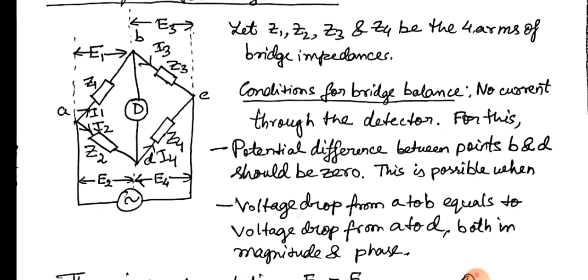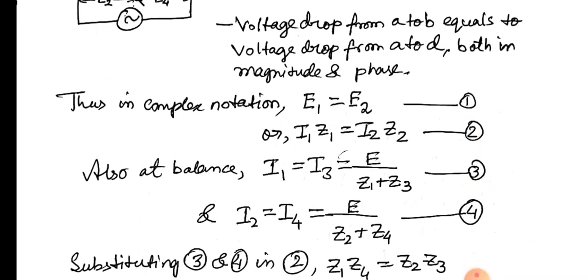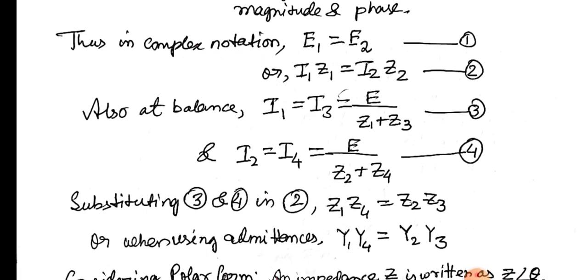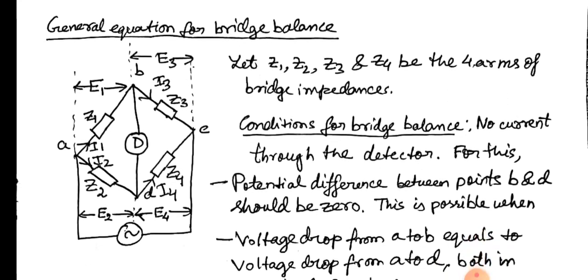When we are using the admittances as well, we can write in both forms by substituting equations 3 and 4 in equation 2. If we substitute equations 3 and 4 in equation 2, then we will see that the condition for bridge balance is Z1 Z4 equals Z2 Z3. Or when using admittances, this will be Y1 Y4 equals Y2 Y3, right? So this is the general bridge balance equation for an AC bridge.